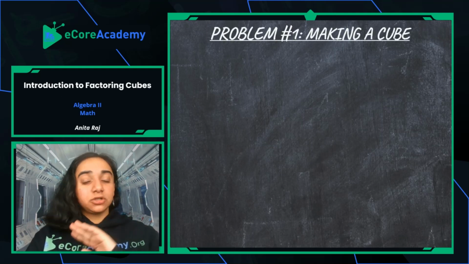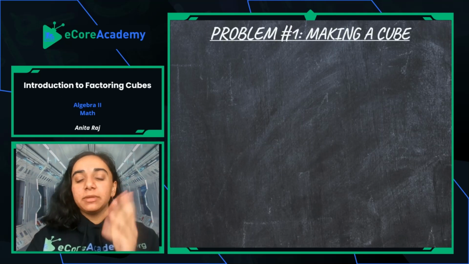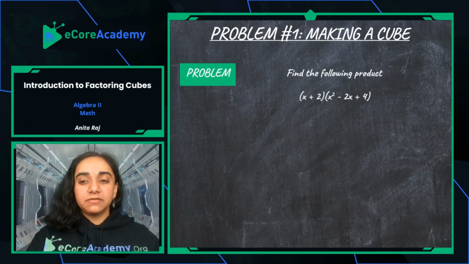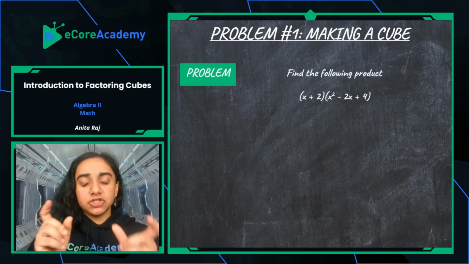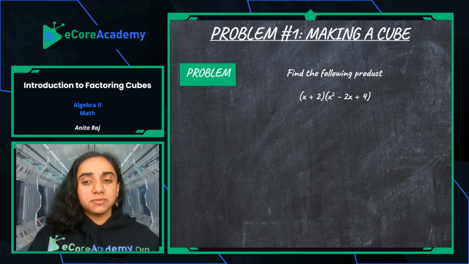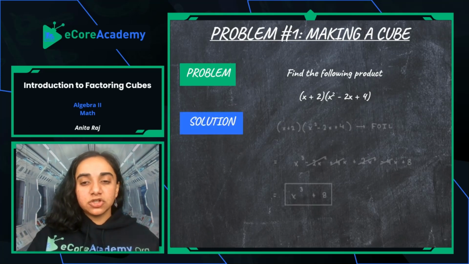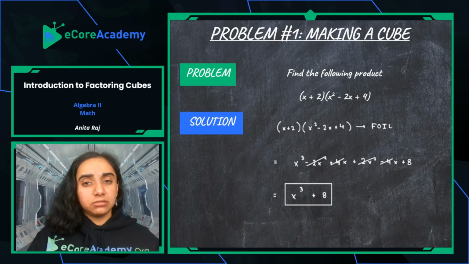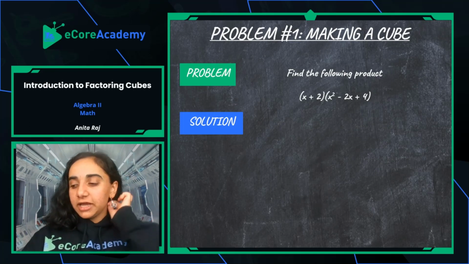So in this slide, we're just going to start off with a problem. We're going to see how do we make a cube. So in this problem, we're given two expressions in two different sets of parentheses. We have x plus 2 and x squared minus 2x plus 4. We're asked to find the following product, which means we're multiplying these guys out. So here's the solution already pre-written. If you want to copy it down, you can pause and go ahead, feel free to do so. But I'm going to go through it again with you right now.